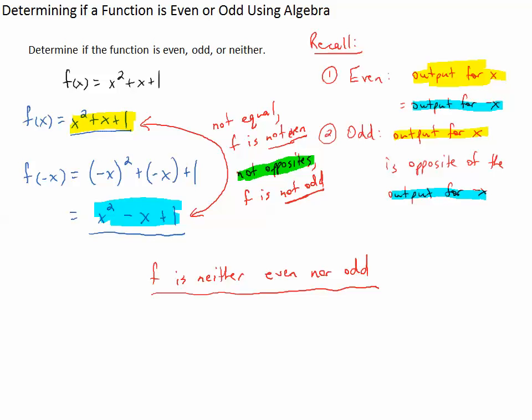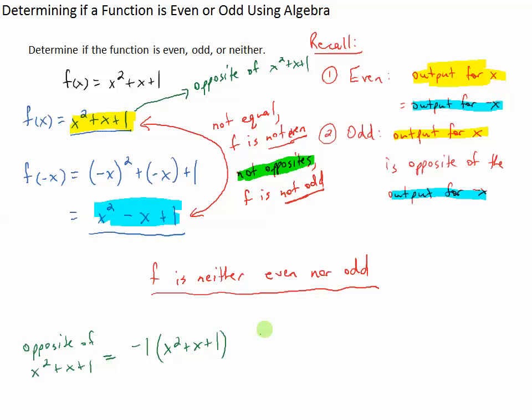So in other words, let's just mention this quickly. What is the opposite of x squared plus x plus 1? Let's come down here. The opposite of anything is negative 1 times that. So the opposite of x squared plus x plus 1 equals negative 1 times it, which is negative x squared minus x minus 1, right? Because you have to distribute your negative 1. Well, this guy is not the opposite, right? And that's what I was saying here. They're not opposites. So it's not odd.